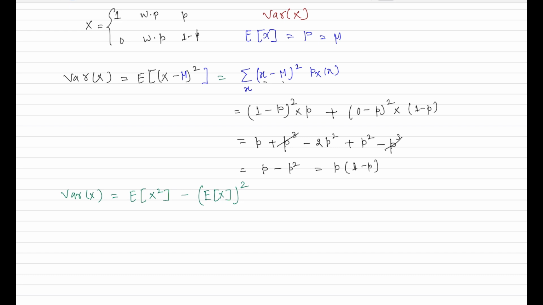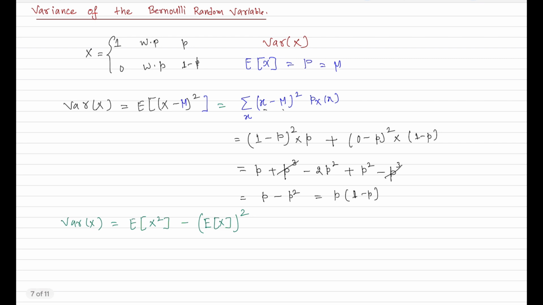How can we find the expected value of this random variable, that is x square? Here we have the random variable x. So what will be x square? X can take the value 1 or 0.